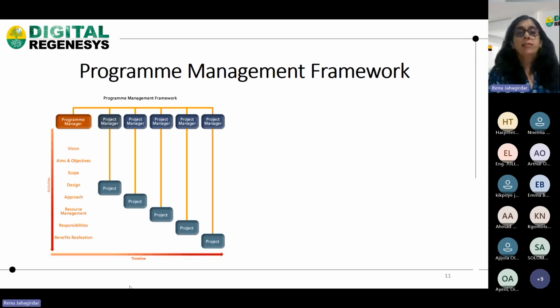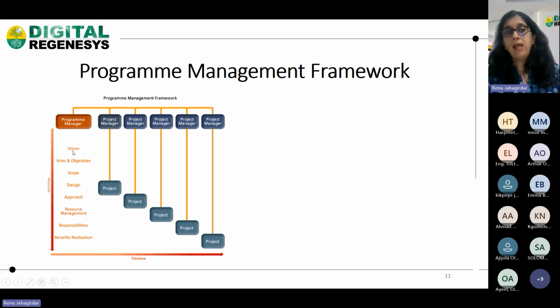Now we are going to check on what is a program management framework. Now carefully see this diagram. On the x-axis, there is a timeline, and on the y-axis, there are activities. The horizontal one is called the x-axis, where we are considering the timeline. And the vertical one is the y-axis, and there are activities.